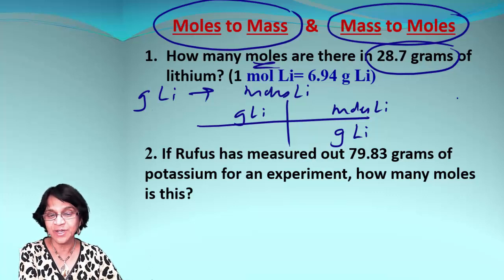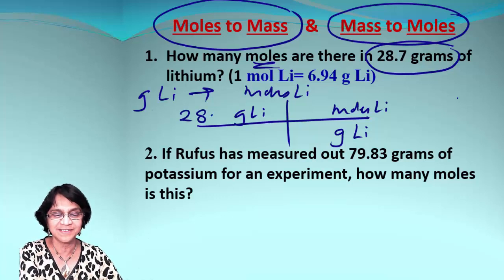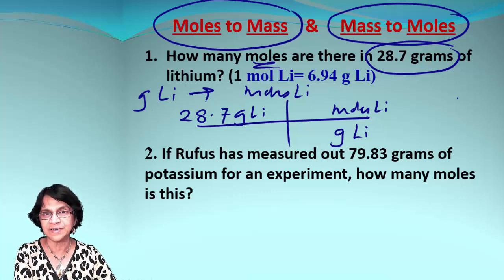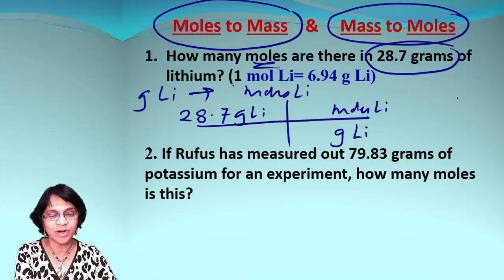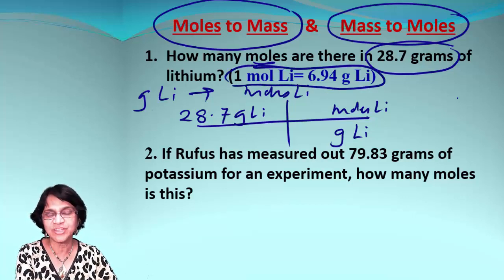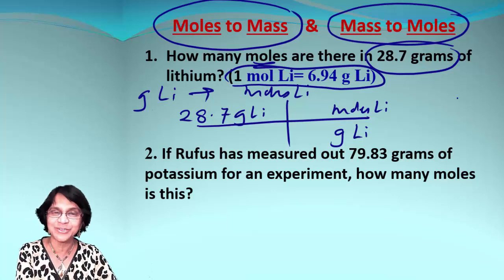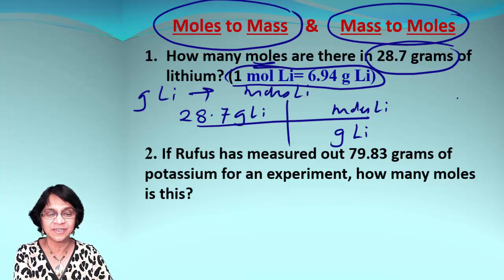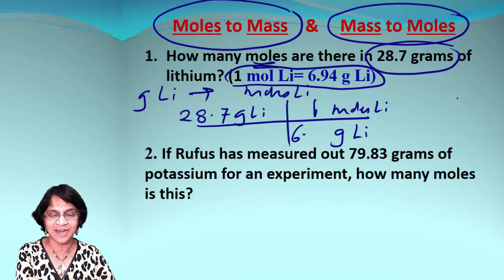And as I told you, whatever is given to you, that's your starting step. So 28.7 comes over here. Now the question is, what goes over here? Moles of lithium and grams of lithium. Did you see what I wrote over here? That's an equation. 1 mole of lithium is equal to 6.94 grams of lithium. So we're going to put the coefficients right over here. So that's your 1 mole of lithium. And for grams, you're going to put that as 6.94 grams.